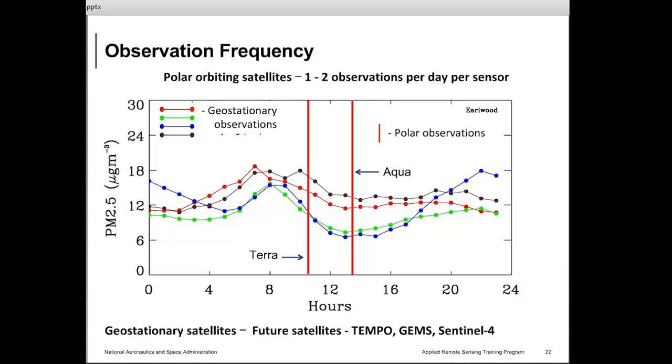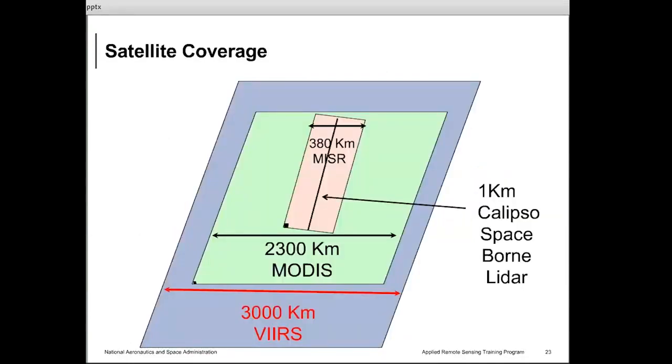Some of the upcoming geostationary satellites specifically designed for air quality monitoring are TEMPO from the United States, NASA, GEMS from Korea, and Sentinel-4 from Europe, and they will form a constellation of satellites, which we'll talk about in more detail in week 5.